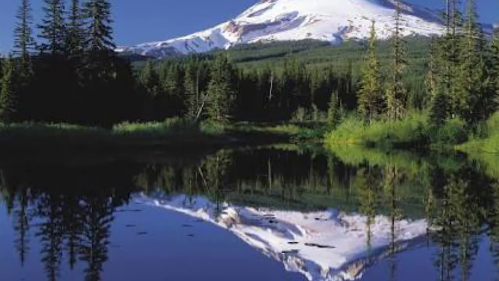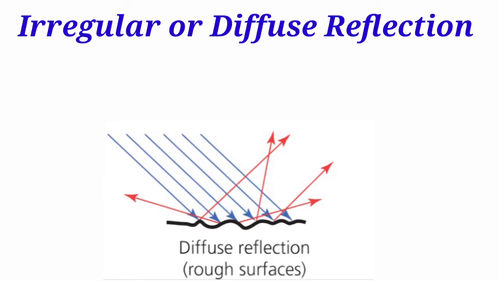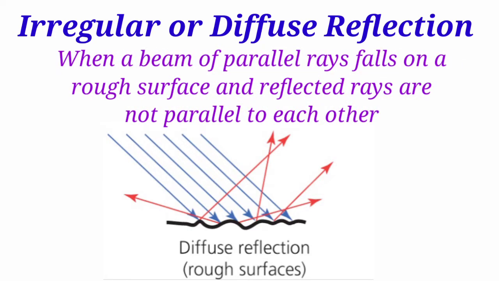As an example, you can see this picture. This is the example of regular reflection. Now irregular means what? When a parallel beam of light falls on a rough surface, then it is reflected back in many directions. So this kind of reflection is known as diffuse reflection or irregular reflection.